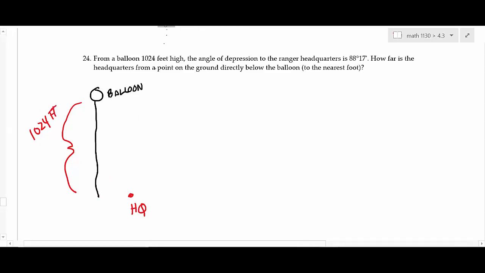So your right triangle is going to kind of look like this. You've got that altitude of the balloon, you've got the ranger headquarters over there, and then I'm going to go ahead and make the hypotenuse like that. All right, so that's what we're talking about.